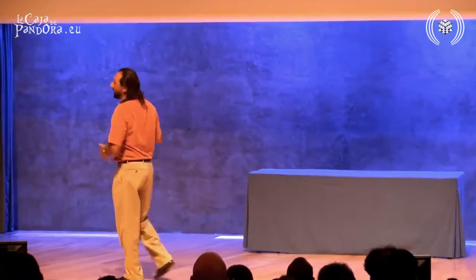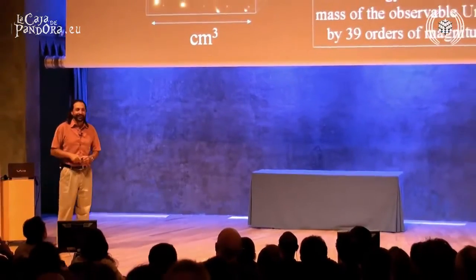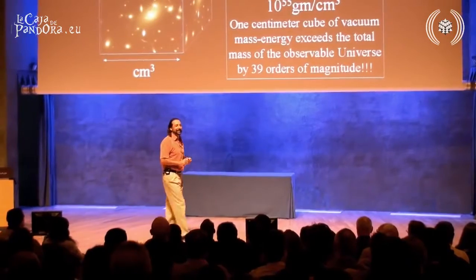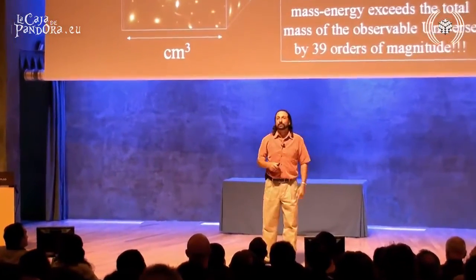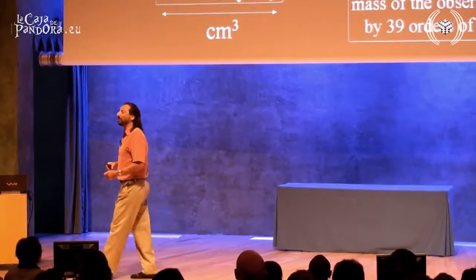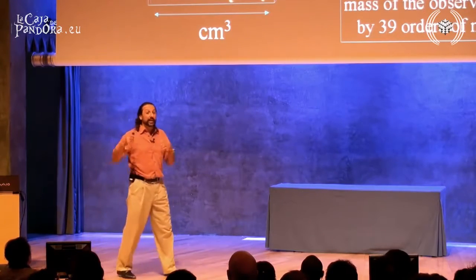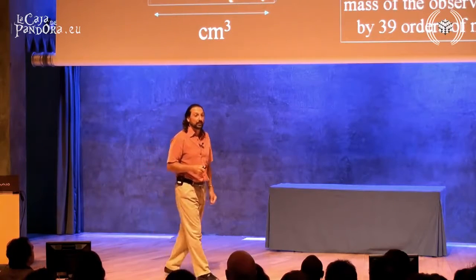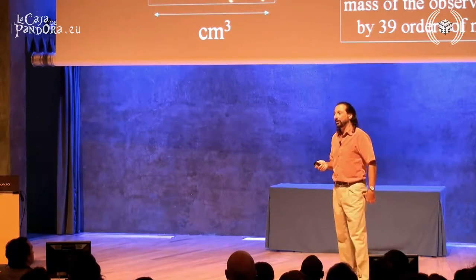So you might say, well, these equations are crazy. You might say, I don't believe the vacuum is that dense. Maybe physicists are doing something wrong. Well, somebody thought like that in 1947 and said, hey, we need to be able to measure if this vacuum density is really there.